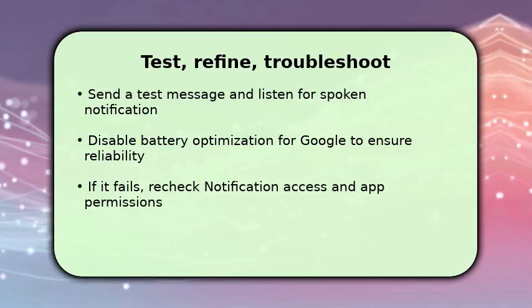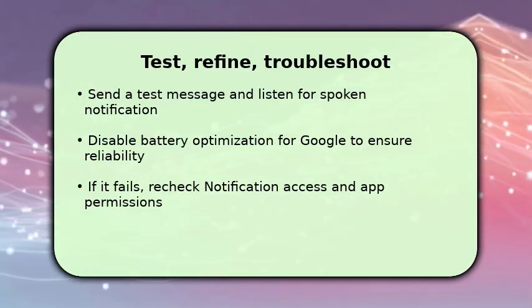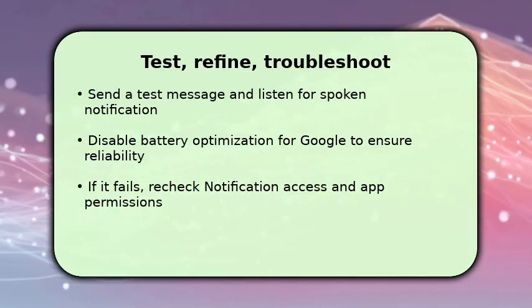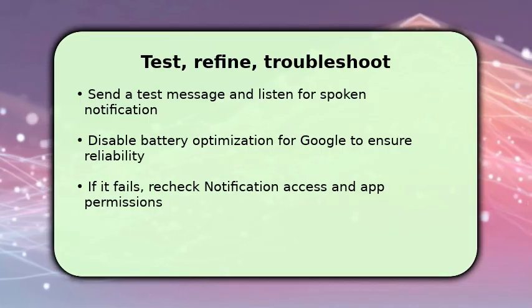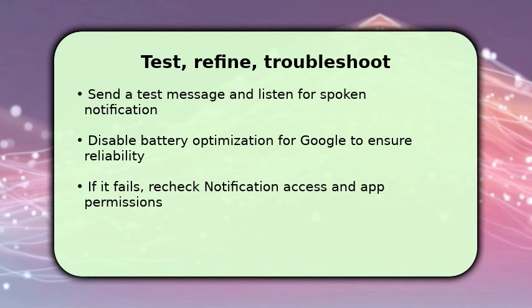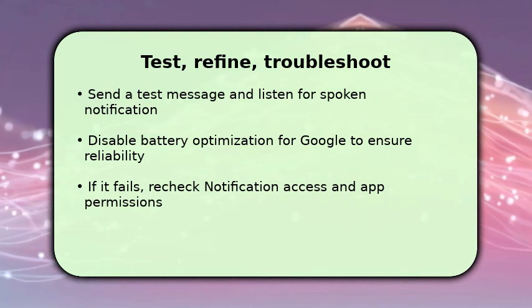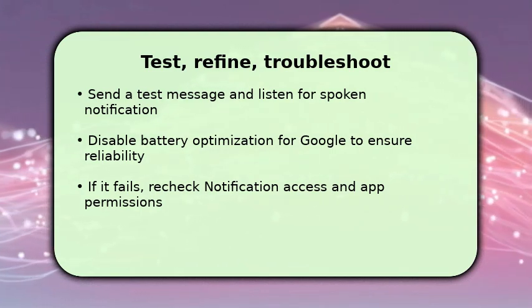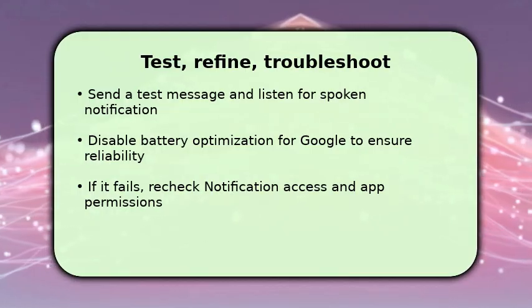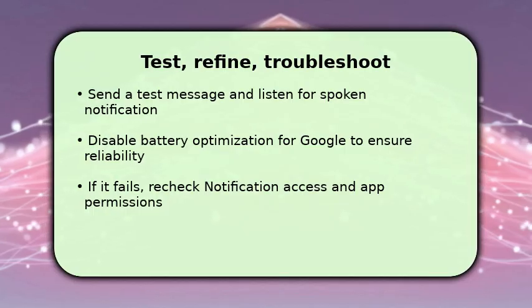You'll hear example phrasing and why it reads certain content. If it's intermittent, disable battery optimization for Google and ensure Do Not Disturb rules aren't blocking announcements. If it still fails, go back and regrant notification access and app permissions, then reboot. That tip fixes most issues because permission resets or sleep policies commonly interrupt Assistant's ability to read alerts.